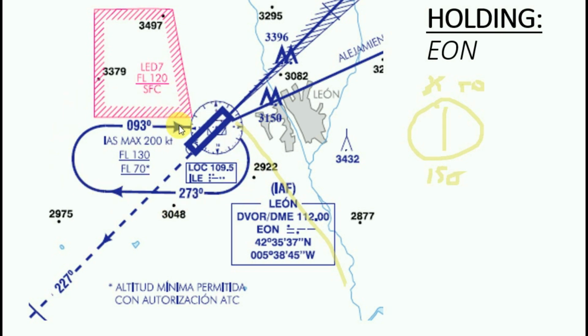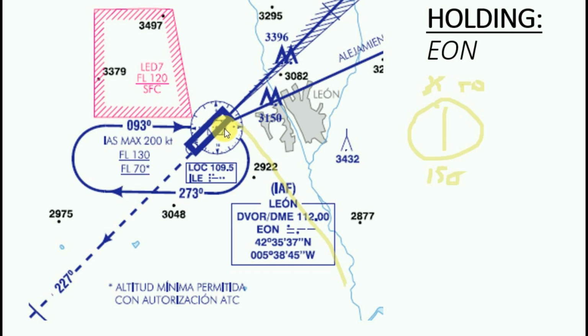As you can see, we have a right turn holding, which is a standard holding, and we have an outbound leg 273 and inbound 093. According to the radial that we are coming through to the station, we can expect a parallel entry over the Echo Oscar November VOR.